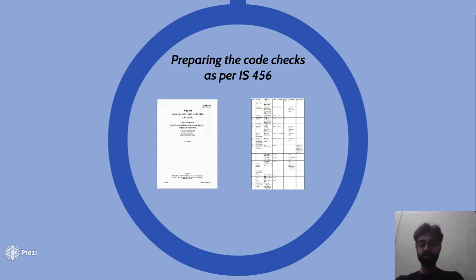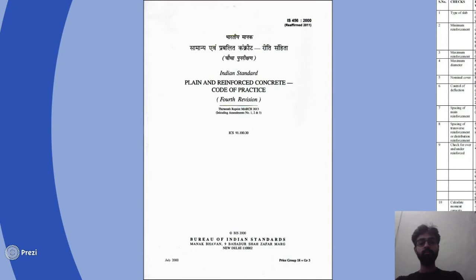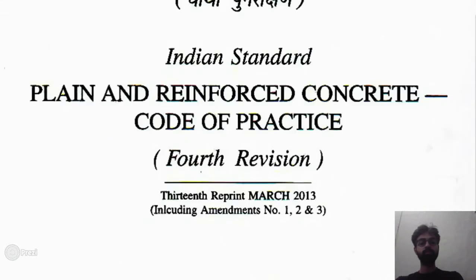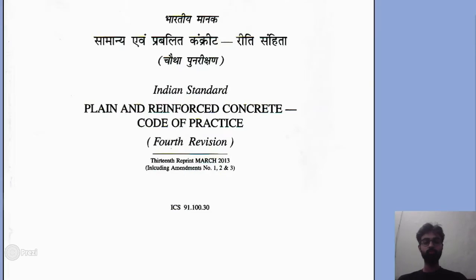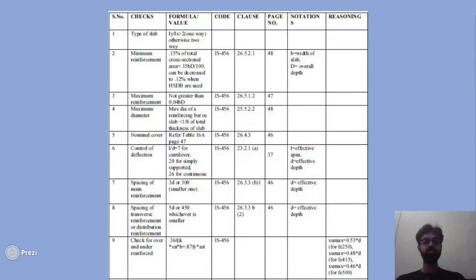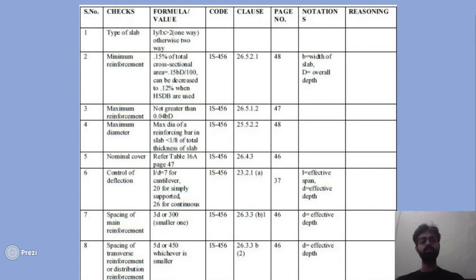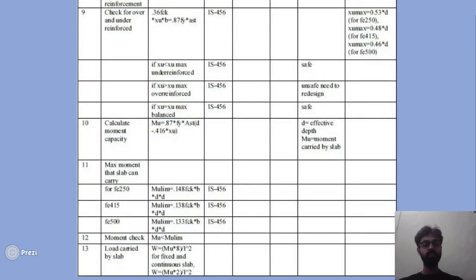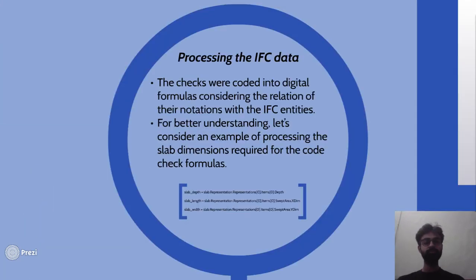And then we prepared the code checks. We referred to IS 456, the plain and reinforced concrete code of practice. We prepared digital code checks in accordance with this code, which are required for the purpose of slab. And these are all the code checks that we prepared. Their particular clause, their formula, their notations, like maximum reinforcement required, minimum diameter, control of deflection, spacing, moment capacity, load carried by slab. So these are around 19 or 20.